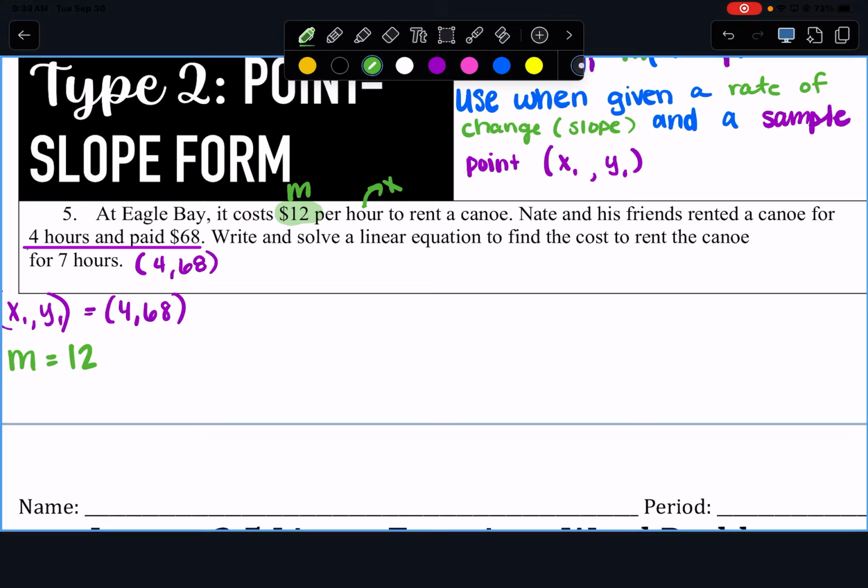So we're going to set up our point slope formula. So we're going to do y minus, what is y1? 68. Is equal to, what's our slope? Times x minus, what's x1? 4. So now we're going to take it from point slope form to slope intercept form. Anytime you have to put it in slope intercept form, you solve for y.